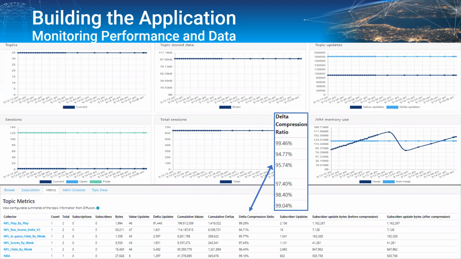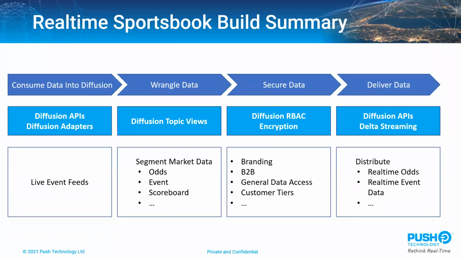And then again, our customers see up to 90%. In some situations, they see much greater compression. But the ability to add metrics, add collectors, and really start to monitor for performance across any of your data inside of Diffusion.